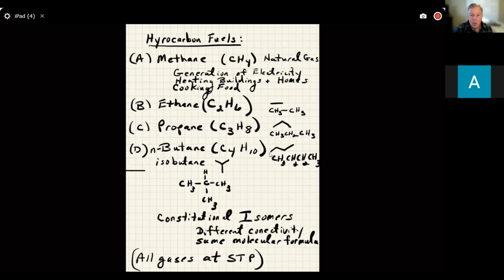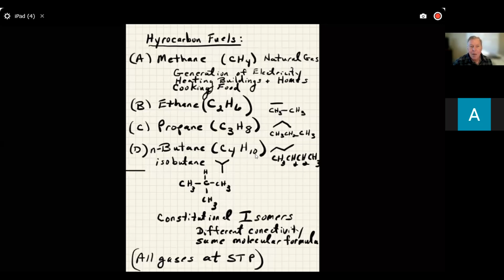And let's look at the line notation. CH3, CH2, CH2, CH3. So here's the line notation for N-butane. Now, there's another hydrocarbon with this exact same chemical formula, C4H10. This formula for butane could also apply to isobutane.